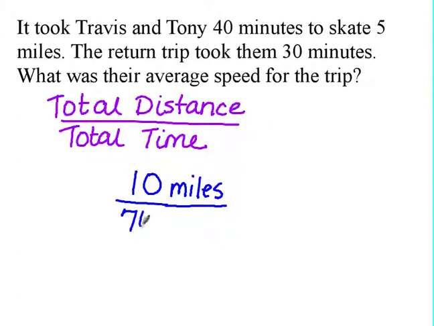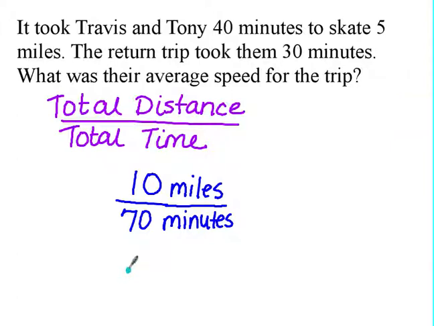70 what? Minutes. So in order to calculate their average speed, I need to take 10 divided by 70. And it's going to be a decimal. Let's round to 2 decimal places.